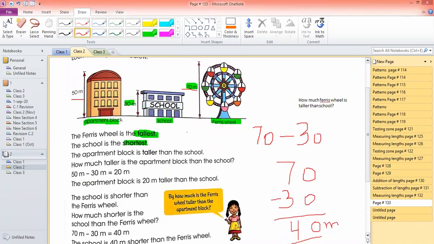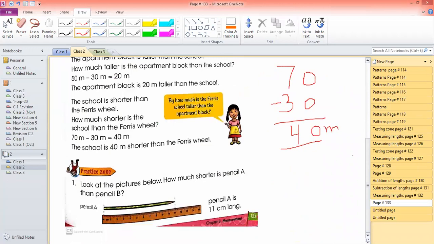Same, guys, if you have to compare apartment block and school, if I ask how much taller the apartment block is than the school, you will write 50. This is the height of our apartment, 50, and the height of the school is 30. So 50 minus 30 equals 20. So you will say it is 20 meters. The apartment block is 20 meters taller. In that way you have to complete it.